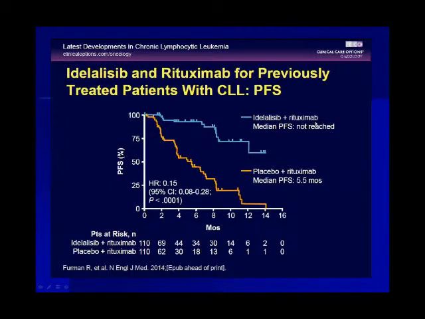Whereas if you give idelalisib plus your antibody, you're going out to well over 14, 16 months before people are progressing. So it probably adds an extra year of disease-free time and quality of life before you need additional treatment, by adding in this new drug. So they look to be very, very good drugs, very simple to take and very effective.